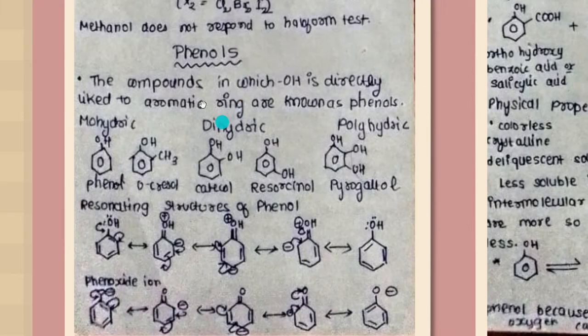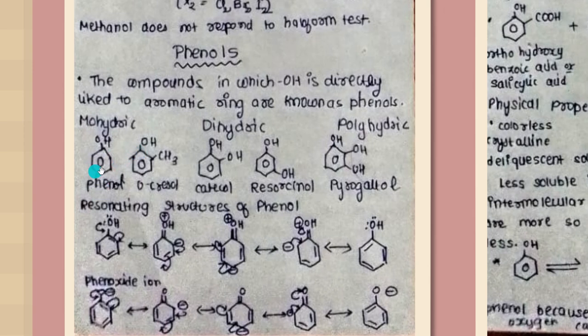So our next topic is phenols. The compounds in which OH is directly linked to an aromatic ring are known as phenols. Where OH is directly linked to the benzene ring or aromatic ring, they are known as phenols. Again, phenols are classified as monohydric, dihydric and polyhydric phenols.